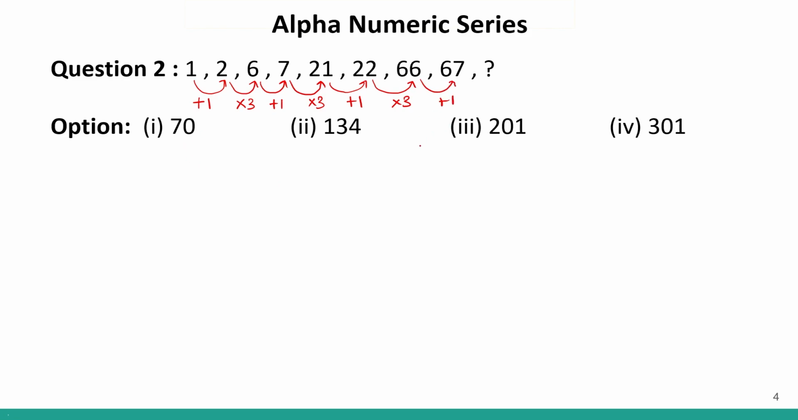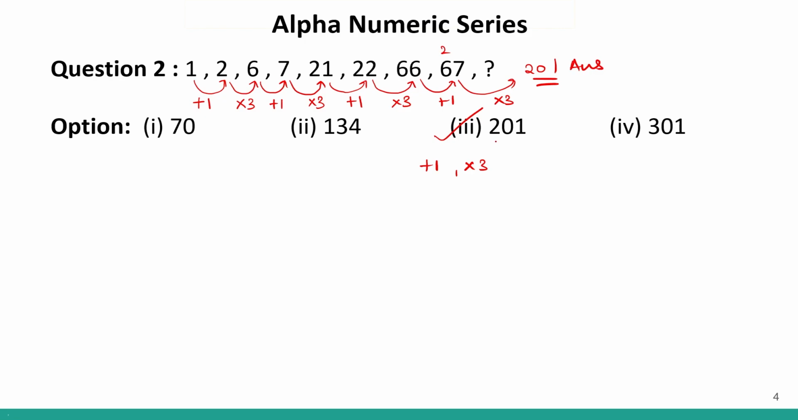So now we have an alternating series of plus 1 and multiplication by 3. Correct? So here we will do multiplication by 3 next. If I multiply this, 7 into 3 will give me 21, 2 will be carried, 6 into 3 will give me 18, plus 2, 20. So 201 will be my answer, which is given in option number 3. So option number 3 will be your answer to this question.